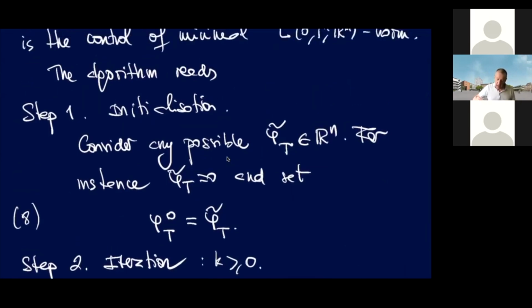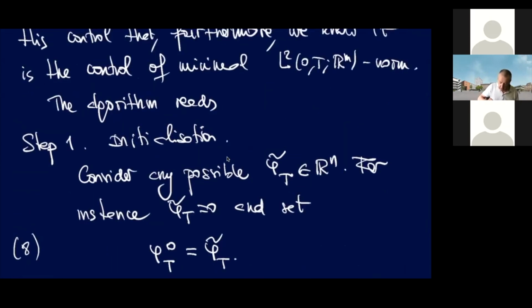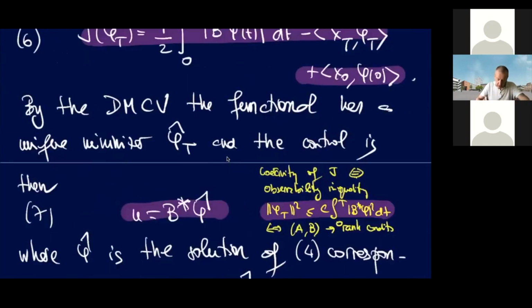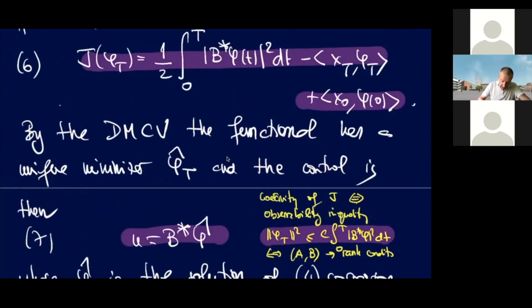So now, how does the algorithm read? We mentioned that the other day. Now, you have to minimize this functional, right? You have to minimize this functional in Rn. This is the task I have to fulfill: minimize this functional in Rn.